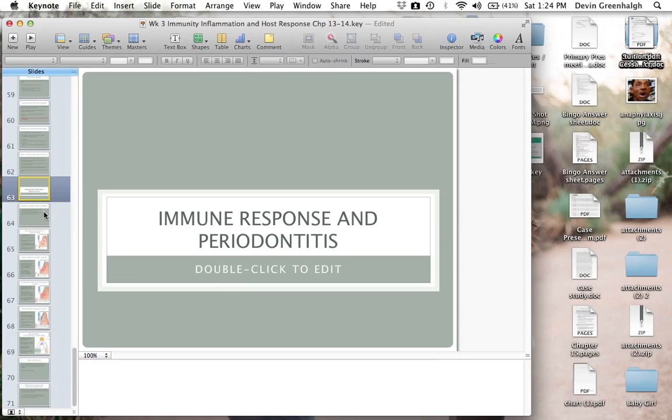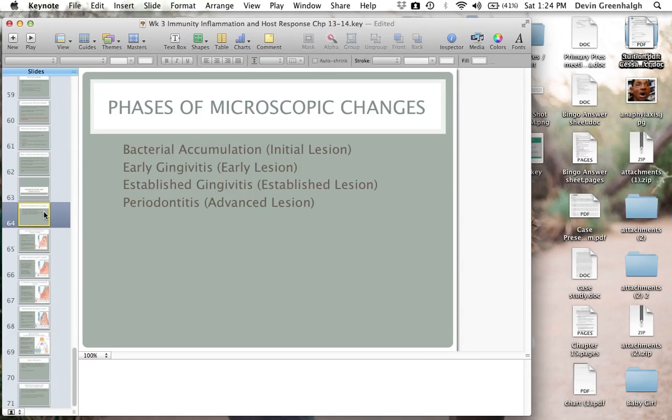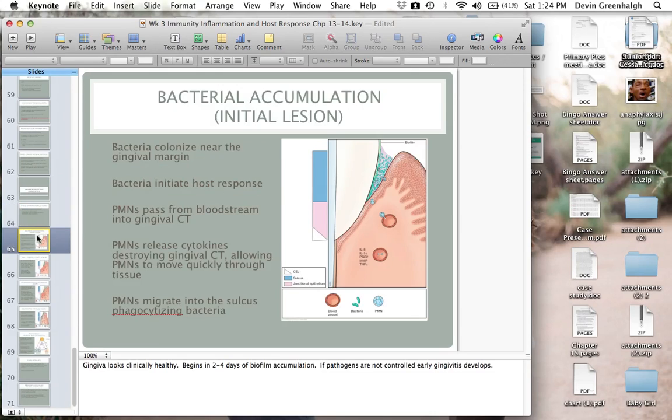Okay, so let's now be very specific and talk about immune response in periodontitis. So, what are the phases of microscopic changes of periodontitis? You have accumulation of bacteria, which is the initial lesion, right? And then you have early gingivitis, which is the early lesion, established gingivitis, which is an established lesion, and then periodontitis, which is an advanced lesion.